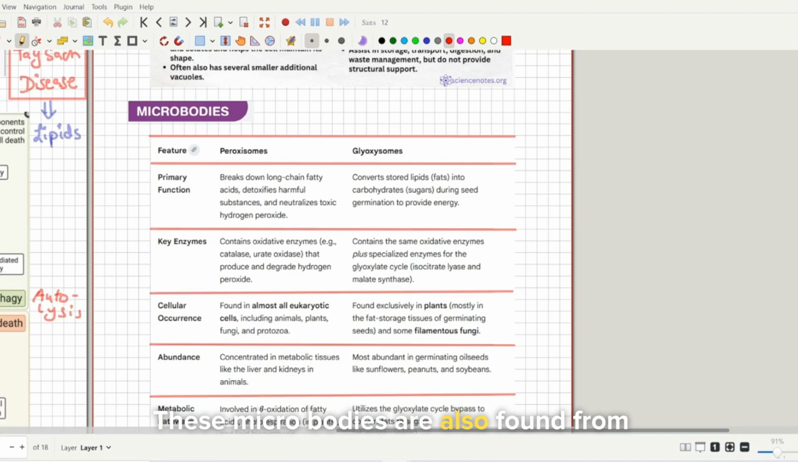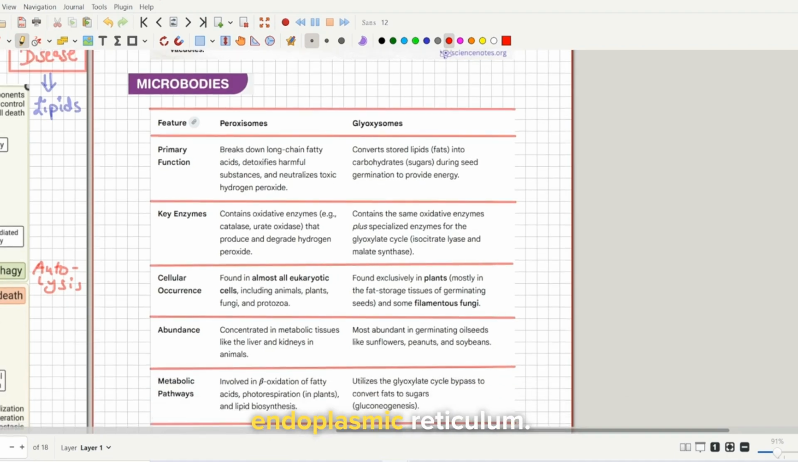These microbodies are also formed from endoplasmic reticulum. If we talk about these types, they are also called microbodies. The first is peroxisome and the other is glycosome. Peroxisomes' primary function is that they break down long fatty acids, and they also detoxify harmful substances and neutralize toxic hydrogen peroxide. That is a major function. As you can see, hydrogen peroxide and peroxisome, the names match the function.